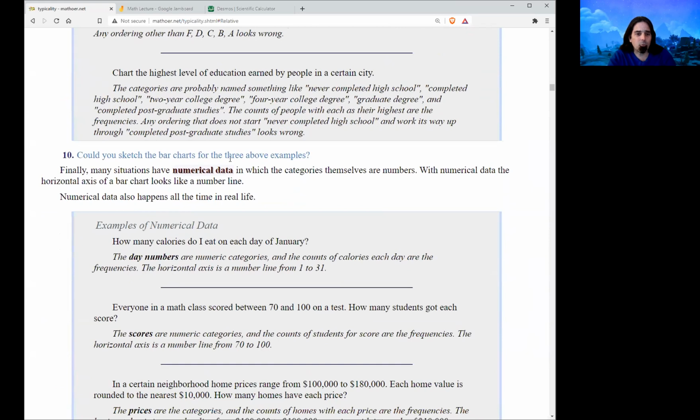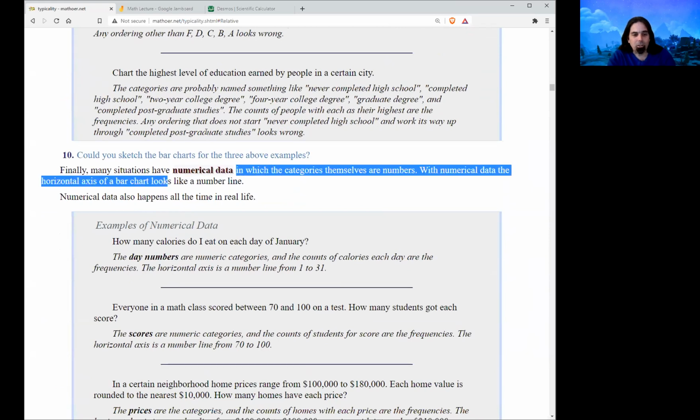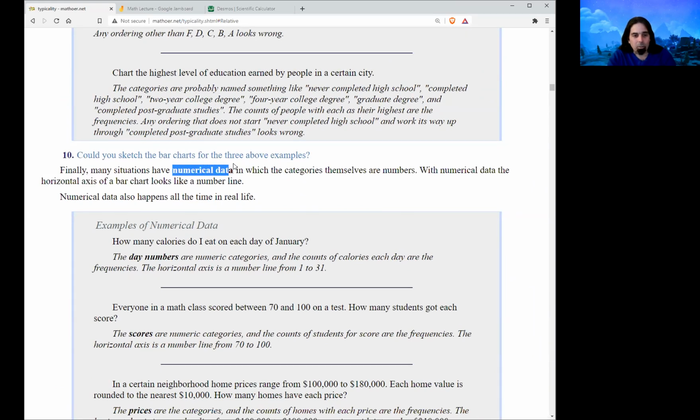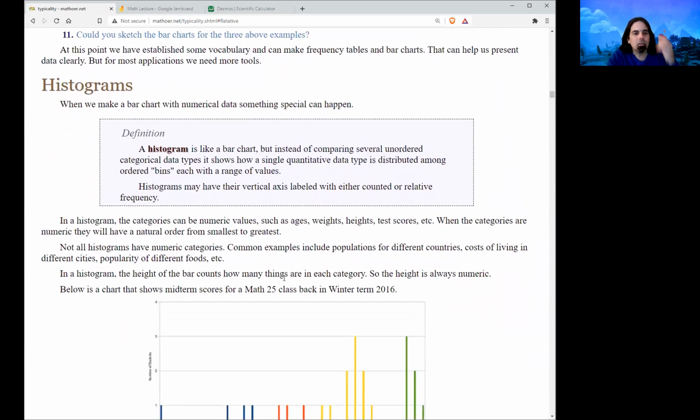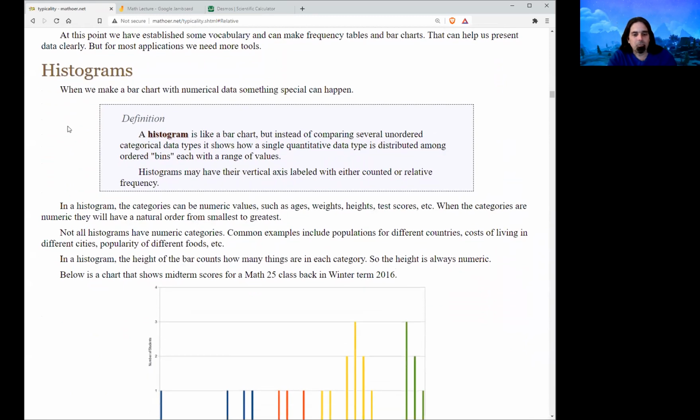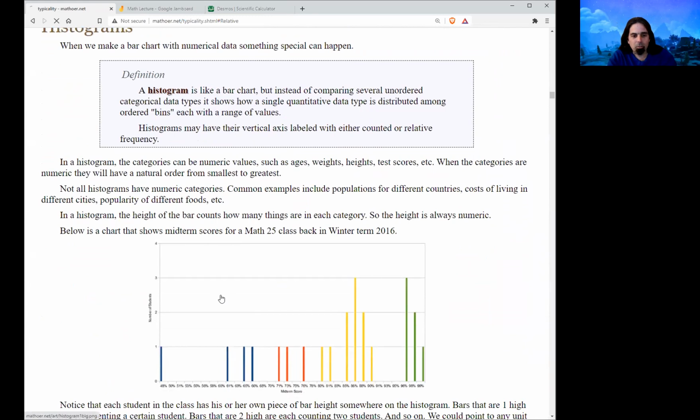And finally, we have numerical data. If you wanted a chart of what people got on a test score, then you really have to have the low scores on one side and the high scores on the other, or everyone's going to look at you strange. So if we have numerical data and we make a bar chart, that's called a histogram. And so you might have seen something like this.